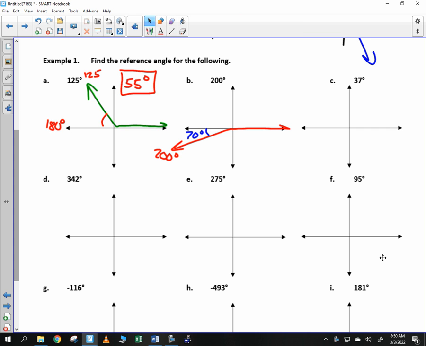37-degree angle. Any thoughts on what the reference angle is there? Not a trick question. It's 37 degrees. It's just the angle formed against the x-axis. Okay. So 37 degrees is the reference angle.